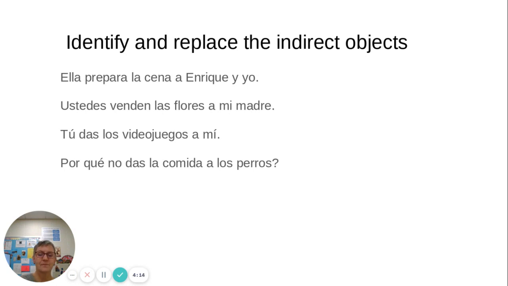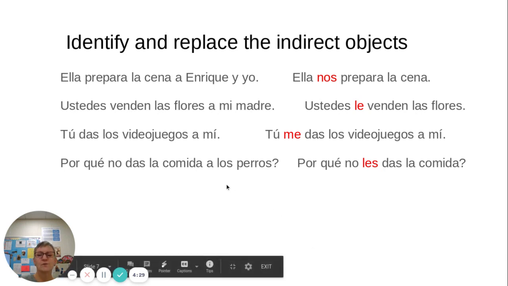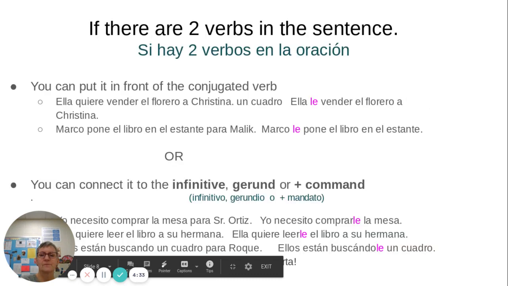¿Listos? Ella nos prepara la cena. Ustedes le venden las flores. Tú me das los videojuegos a mí. ¿Y por qué no les das la comida? Les refers to the dogs. Why are you not giving the food to the dogs?